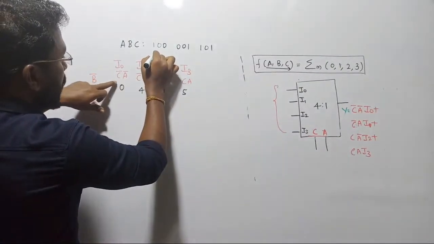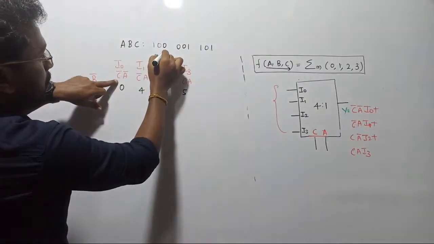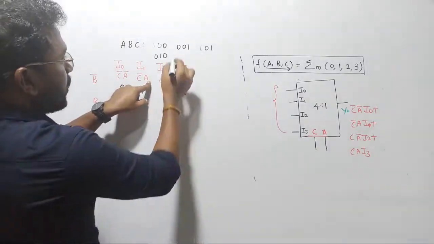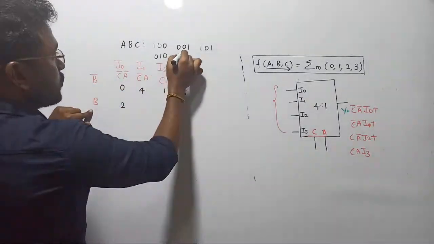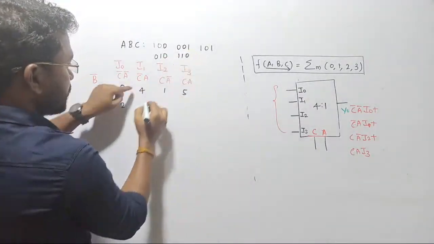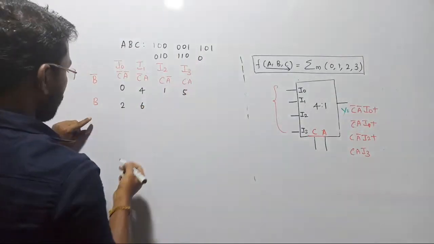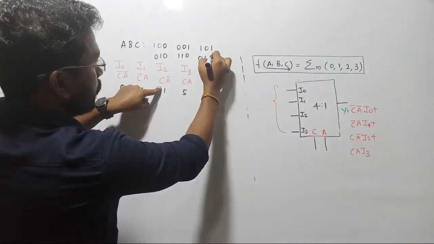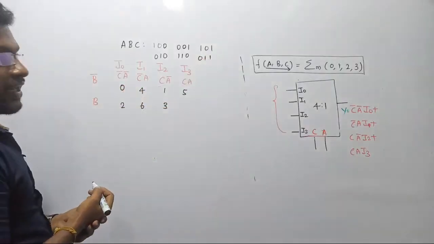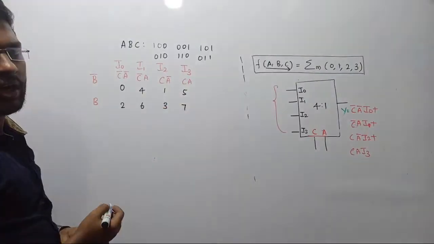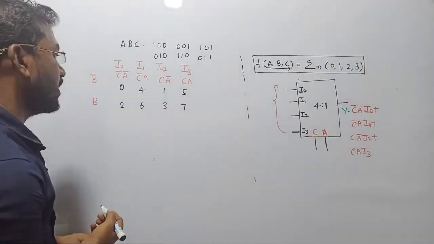A bar is 0, B is 1, C bar is 0, such that we are getting 2. Let us consider A is 1 and B is also 1, C bar is 0, such that we are realizing 6. Next, let's consider A bar is 0, B is 1, C also 1, such that we are realizing 3. Next, all are 1, we are realizing 7. Do you all understand? Now I know you are getting the clear idea, right?